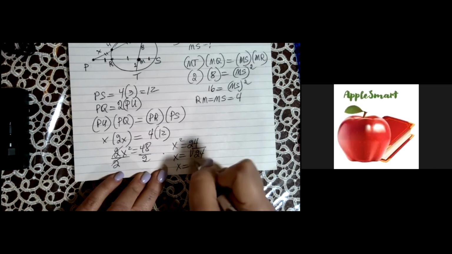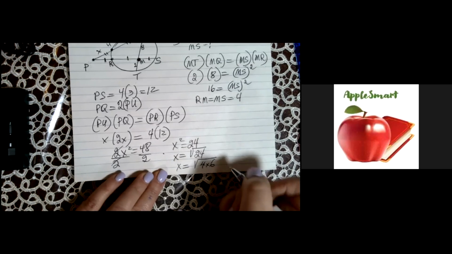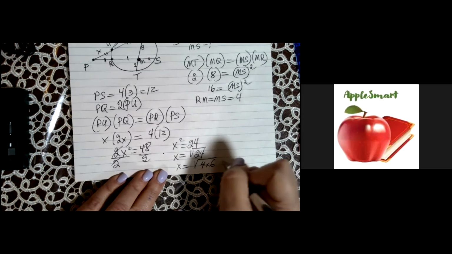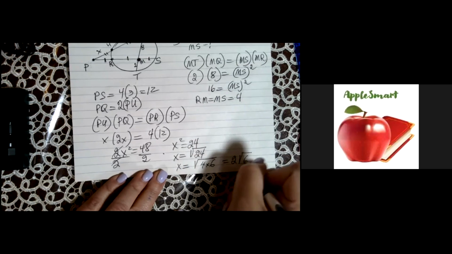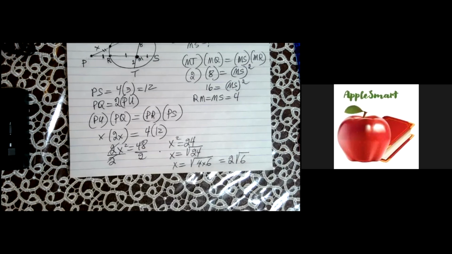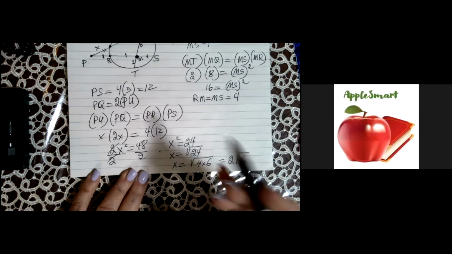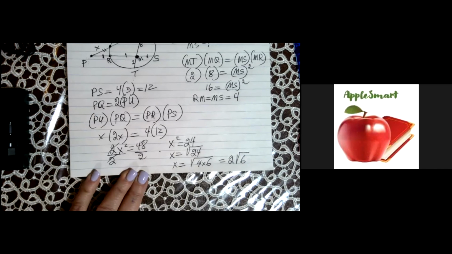So X will be the same as the square root of 4 times 6. 4 is a perfect square. Square root of 4 is 2. So you are getting 2 square root of 6. So 2 radical 6. And that would be the length of X. And X was PU. And I believe they wanted PU.